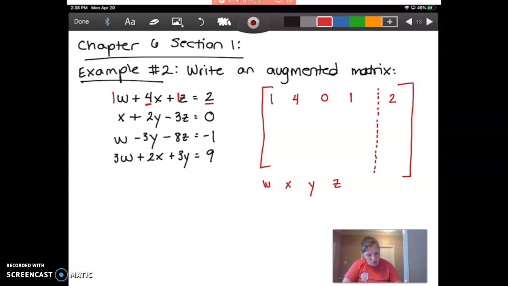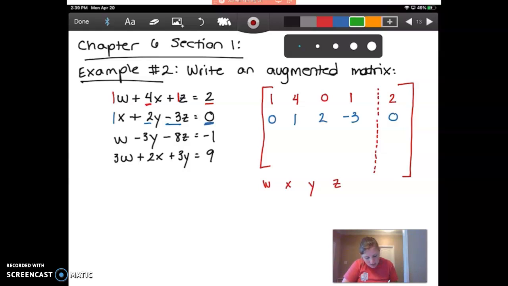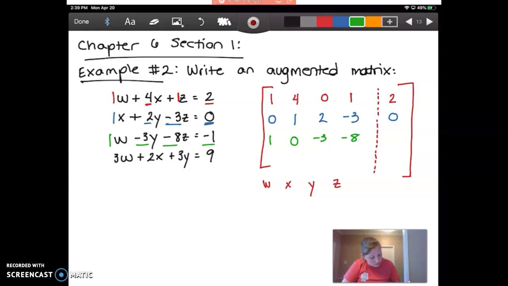For the next equation, I'll swap colors to make it a little easier. I have 1x, 2y, a negative 3z. I have no w here, so I'll put a 0 for the w, then 1, 2, negative 3, and then the number to the right of the equal sign goes on the right of the dotted line, and that is simply a 0. Continuing on, I have 1w, no x, a negative 3, a negative 8, and then on the right-hand side of the equal sign, a negative 1.